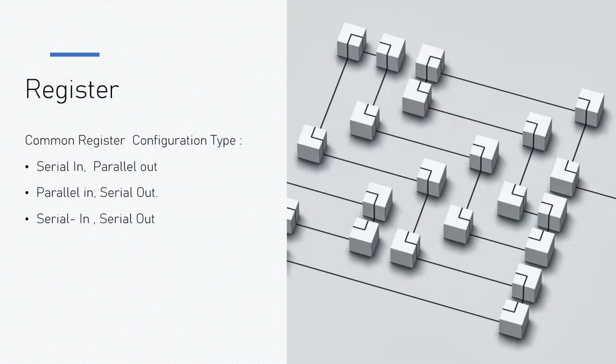Okay guys, so as far as registers are concerned, there are common register configuration types, and those are serial in, parallel out, and parallel in, serial out. And finally there's another one referred to as serial in, serial out. So these registers are configured in a way based upon their application.